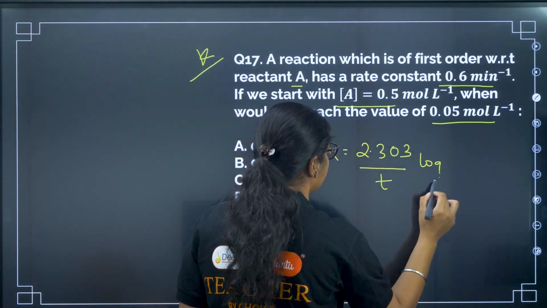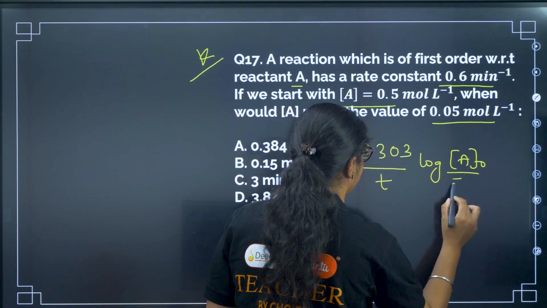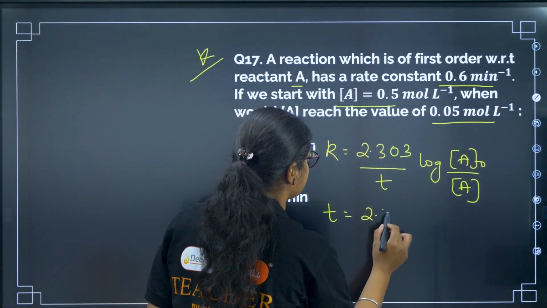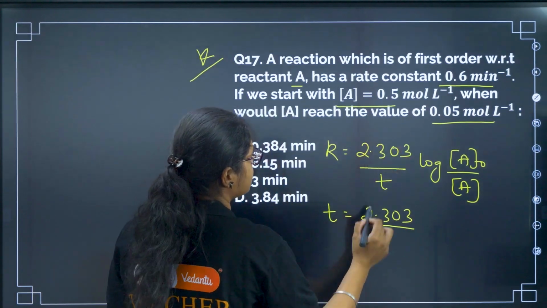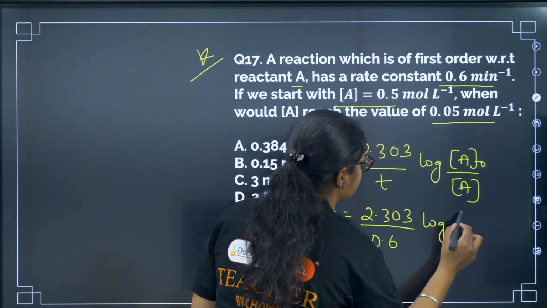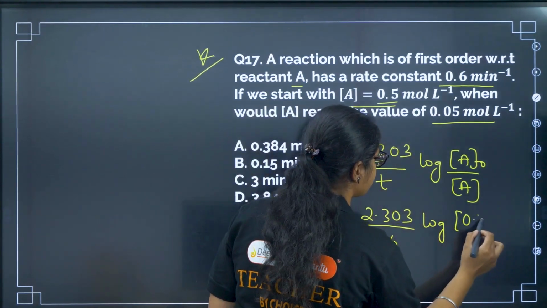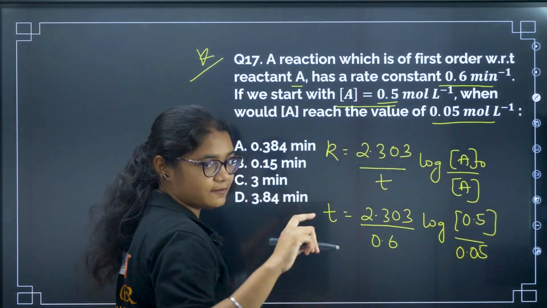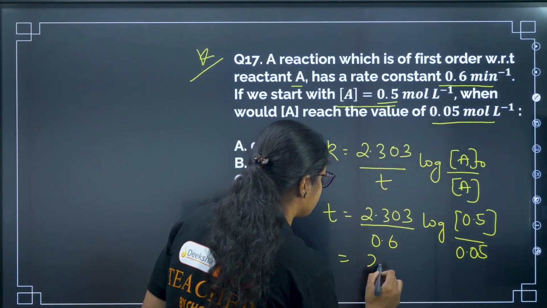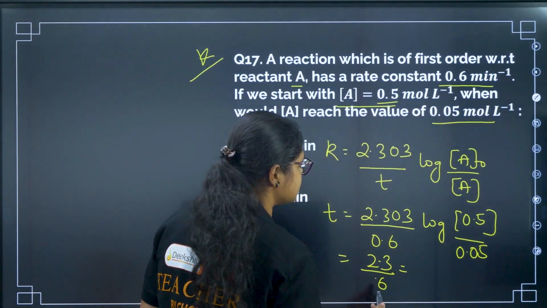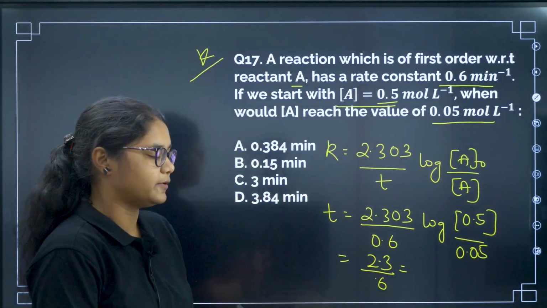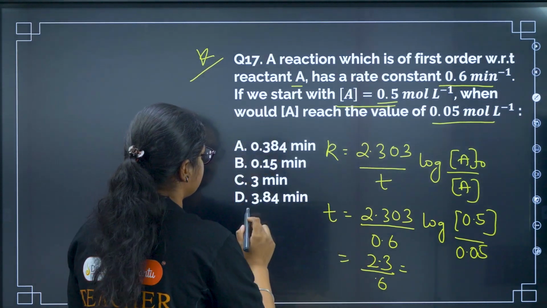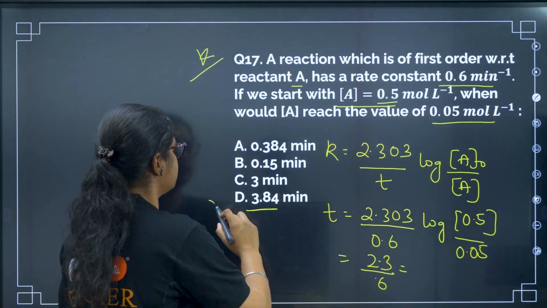We know the integrated rate law, A naught by A. Okay, the question asks for the time. So I can write t equals 2.303 by K, the value given is 0.6, times log of A naught by A. We have started with 0.5 and after that it is 0.05, right? So this will become log 10, and we know the log 10 value is 1. Here we can write it as 2.3 by 0.6. So the answer will come near to 4, because 6 4s is 24. So somewhere around 3.84, right? The correct answer for this question is option D.